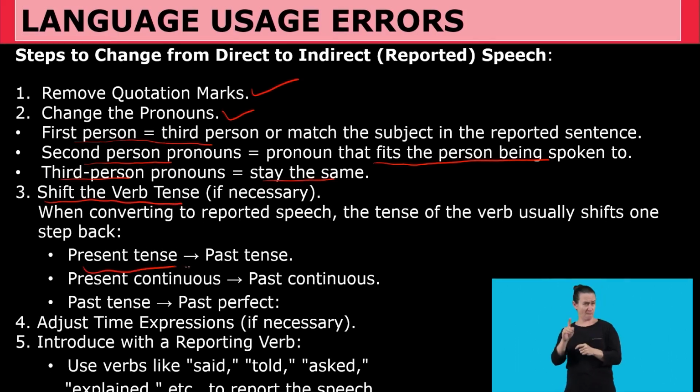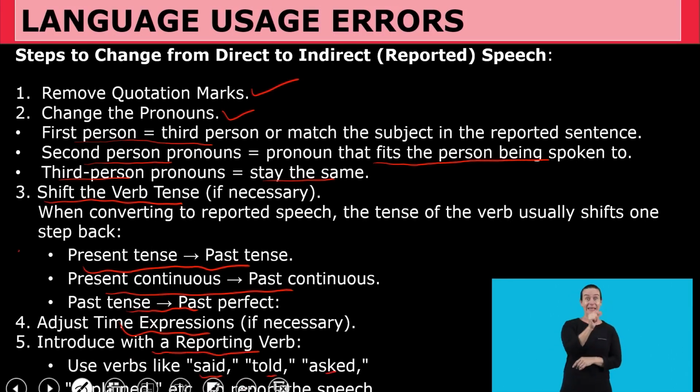So from present tense, you'll go to past tense, from present continuous to past continuous, and from past tense to past perfect. Adjust the time expressions if necessary, so the word today will change to that day. Then introduce it with a reporting verb like said or told or asked, for example.